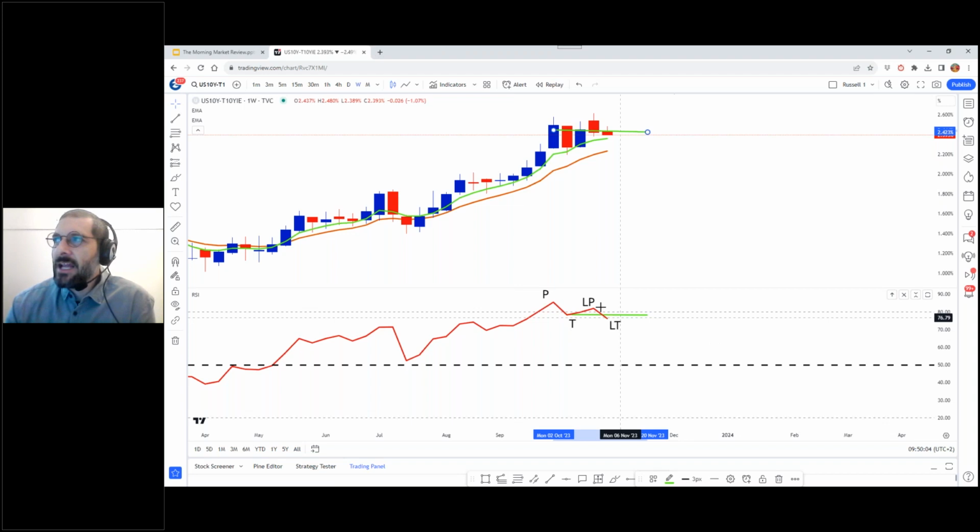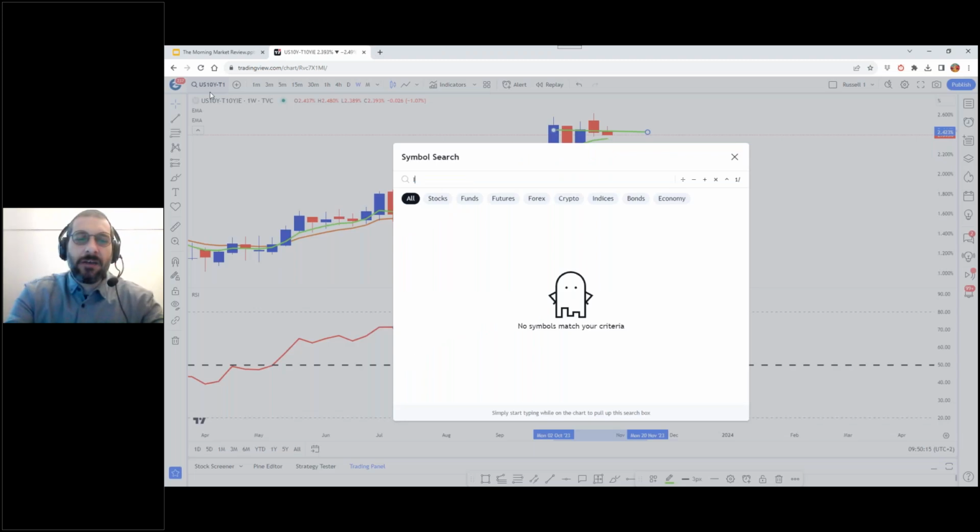Well, we've got this failure swing. It's suggesting perhaps the yield coming down. Well, if the yield's coming down, then we want to see if prices are going to be moving upwards. And what we can do is go through to the IEF.